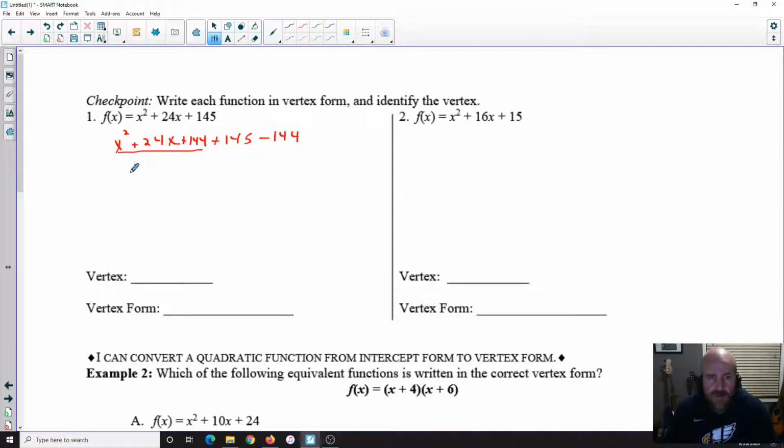Factoring out this gives us x plus 12. We're going to square that quantity, and then we get a positive 1. So there's our vertex form. The vertex is a negative 12 and a positive 1.